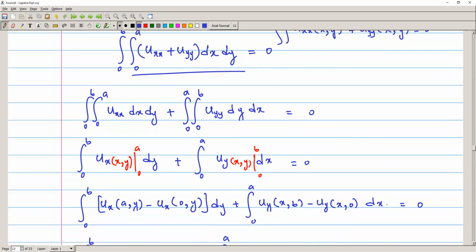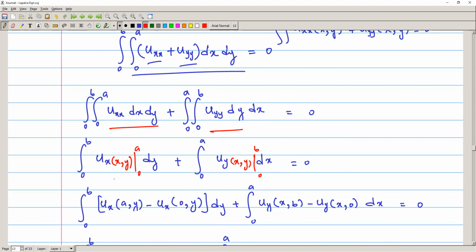So here we can see that the integral is from 0 to b and then 0 to a of u_xx dx dy. We basically split these two functions u_xx and u_yy. So we have the integral of u_xx dx dy and u_yy dy dx. Now we can integrate this function.